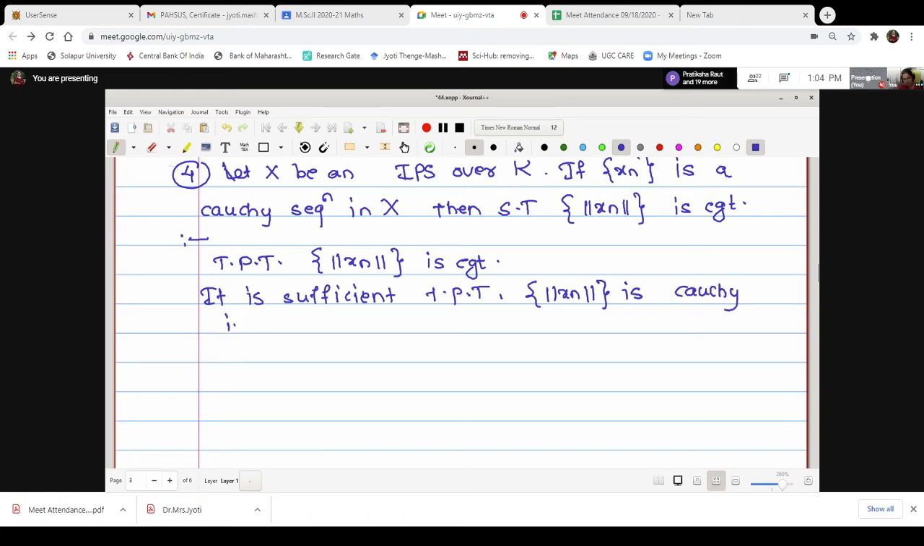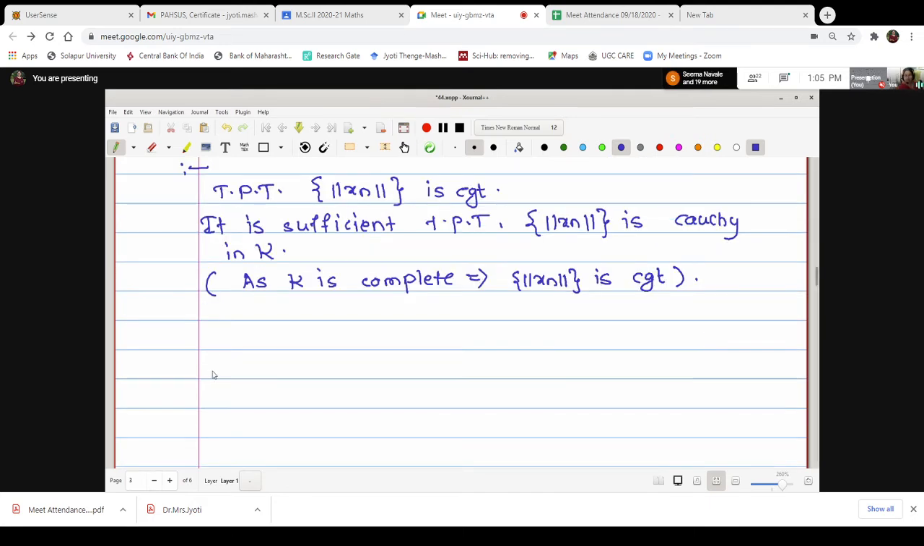As K is complete, it will imply norm xn is convergent. Therefore, let us go for proving that the sequence norm xn is Cauchy, and again it is Cauchy in K. On K we know that the norm acting is the modulus. Therefore, let us start.